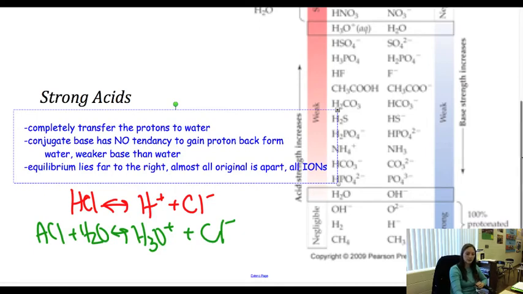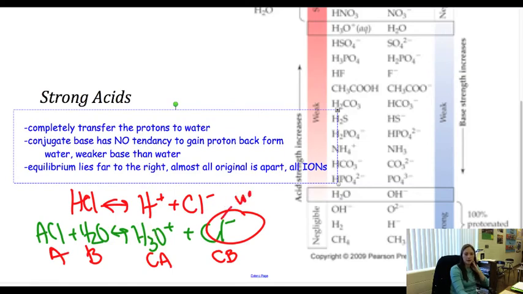Here is my acid. There's the base. This lost, so here's my conjugate base. Here is my conjugate acid. The conjugate base right here, this Cl minus, does not want to gain or take that H plus back from water to make HCl. It's not going to happen.